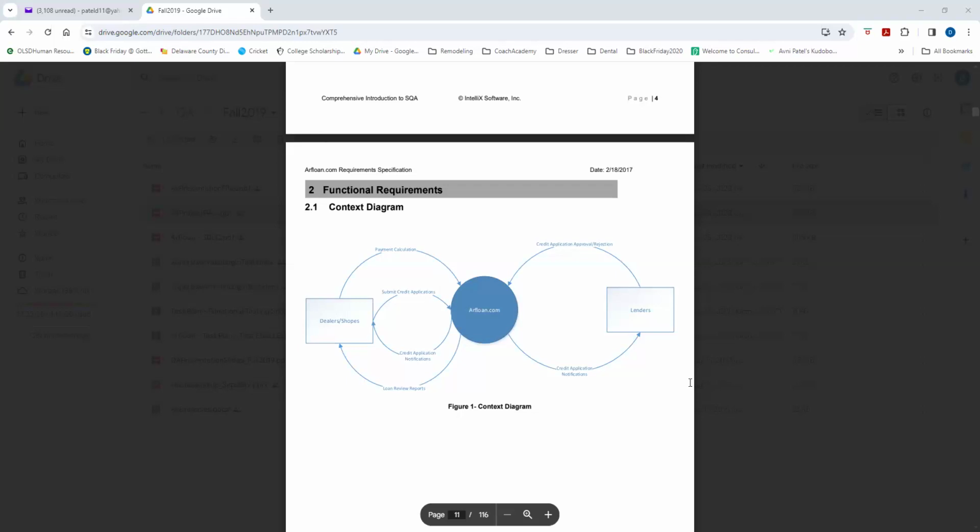So let me ask a question. Who can walk me through this context diagram based on your understanding? What does this mean to you when you read through this document? Can I explain? Yeah.